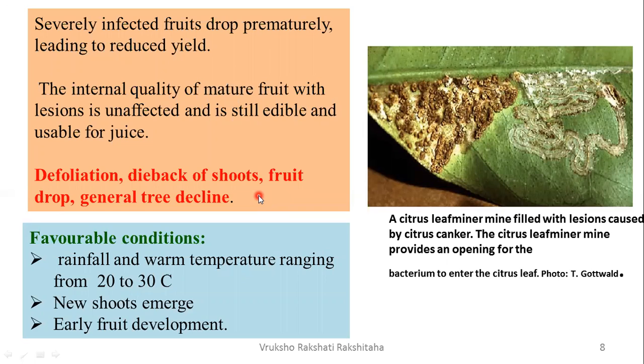Now let us look into the conditions which favor the spread of this disease. Rainfall and warm temperature that ranges from 20 degrees centigrade to 30 degrees centigrade, and the period when the new shoots are emerging and also during early fruit development are the conditions which favor the spread of the disease.